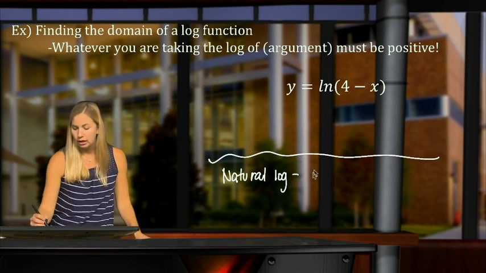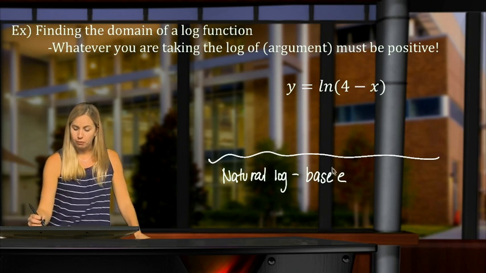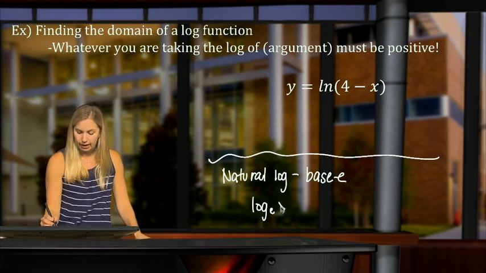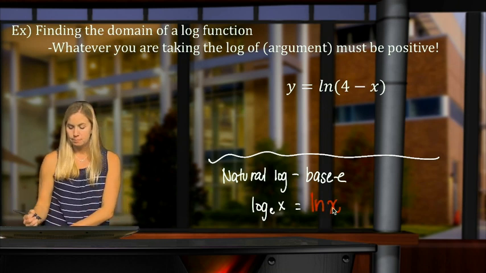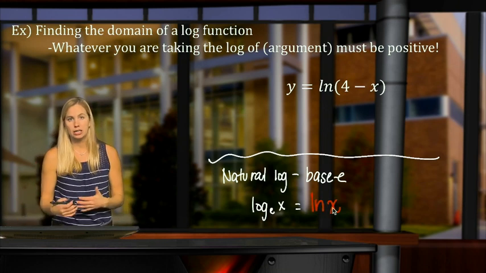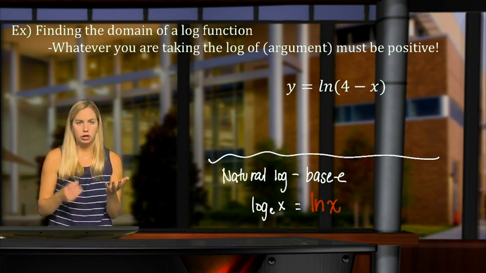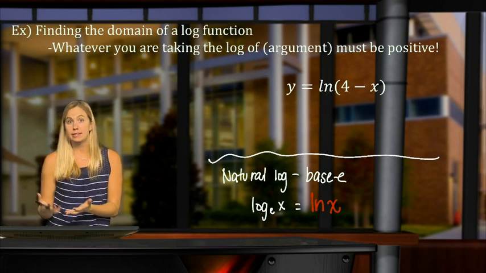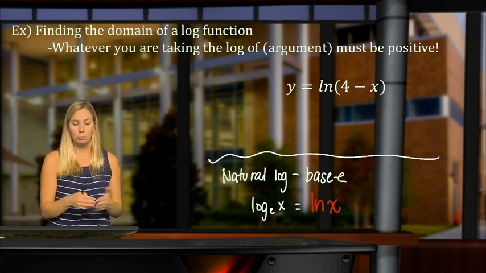The natural log is when we have a base of e, and we just mentioned that before. So our natural log, log base e of x, we actually write as just ln of x. Now, e is still just a number. It's 2.71828, so it's like saying log of base 2.71828. And since it's still just a log function, we have the same rules, especially when it comes to domain.